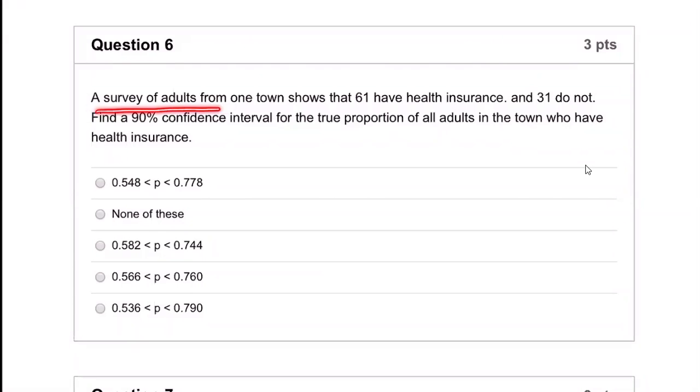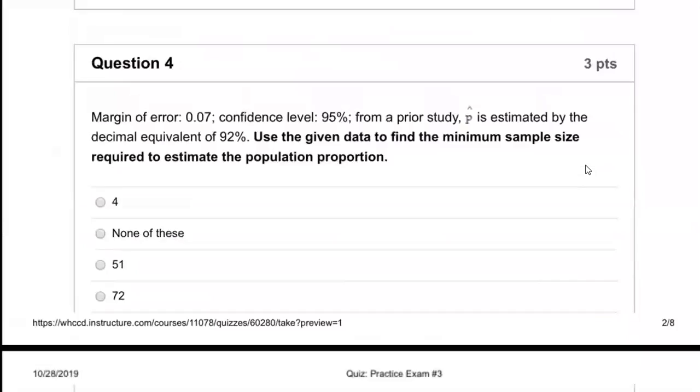So a survey of adults from one town shows that 61 have health insurance and 31 do not. Find a 90% confidence interval for the true proportion of all adults in the town who have health insurance. Okay, so it's a confidence interval. It says right there. So we're talking confidence interval. So let's go back to the confidence interval.